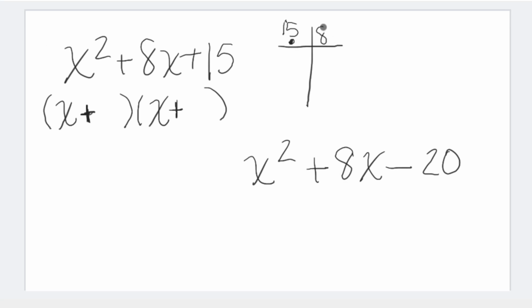And then I use my choice sign to determine if I'm adding or subtracting here. So this sign is called my choice sign. It chooses my parentheses and it chooses whether I add or subtract here. So I'm looking for what multiplies to make 15 that adds to make 8.